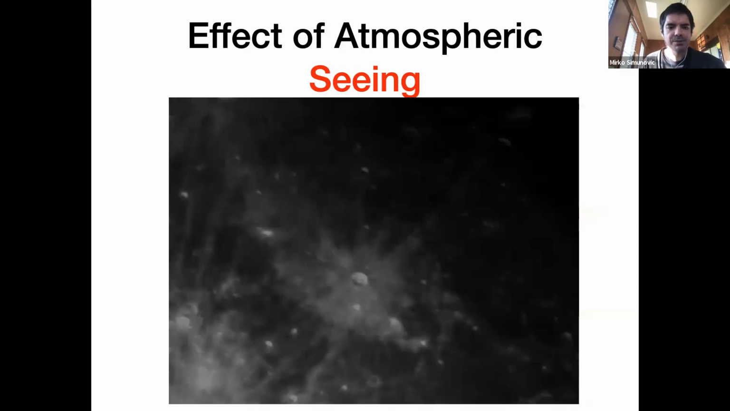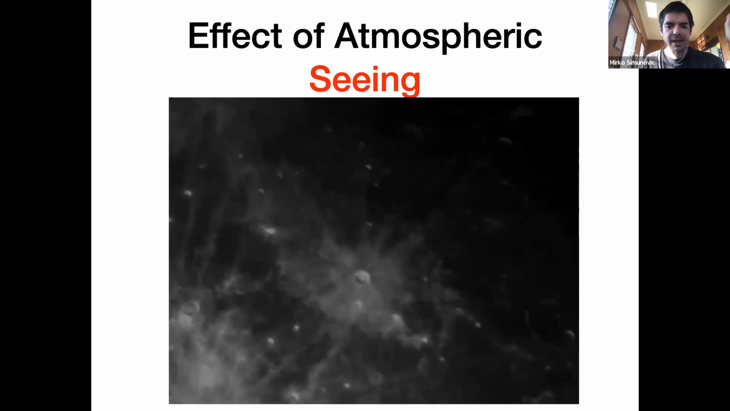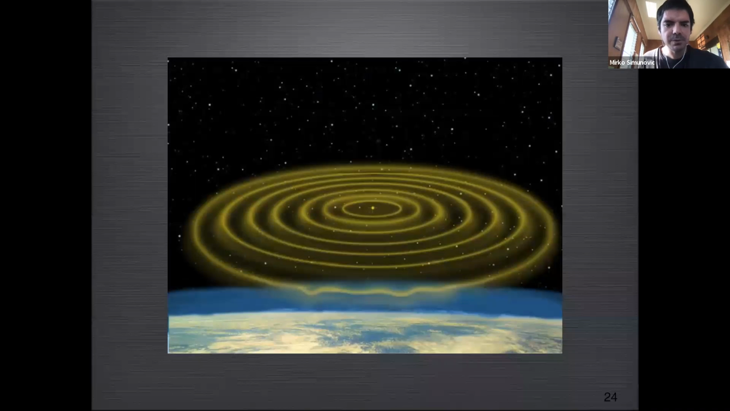Now, again, let me go back to the seeing that we mentioned earlier. We saw this animation, we saw how seeing is essentially the atmosphere having turbulence, right? It is the turbulence of the atmosphere above the telescope. That's what seeing is. So how do we deal with that?